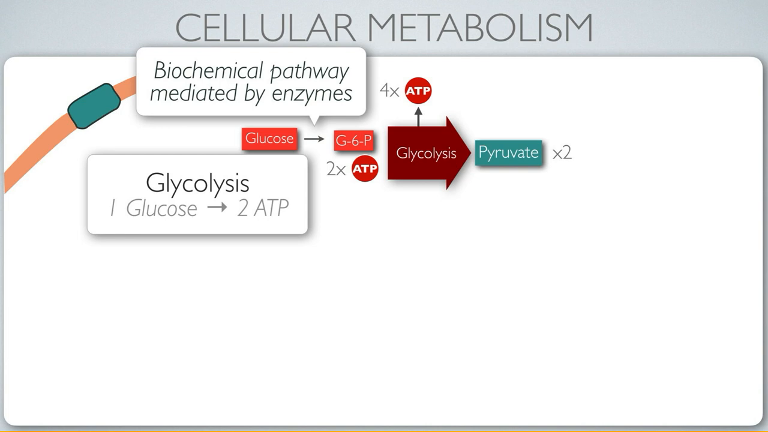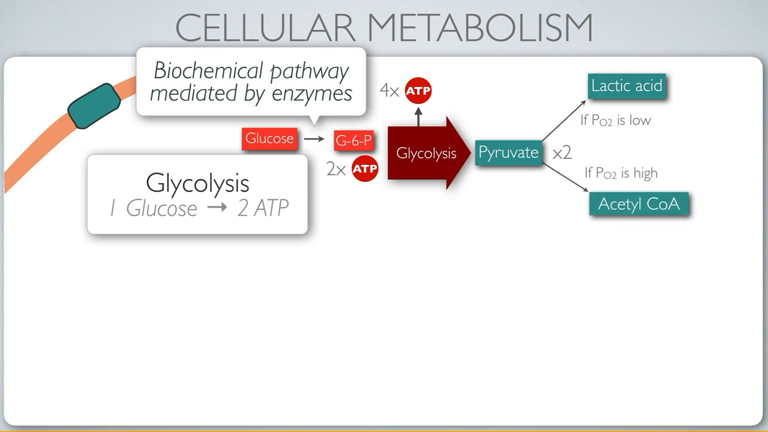Pyruvate, if oxygen is unavailable in the cell, pyruvate can be recycled by the liver to ultimately produce glucose. We're not going to talk about that right now, but just know that if the partial pressure for oxygen is low, pyruvate is converted into lactic acid, and lactic acid is then returned to the circulatory system where it can be recycled by the liver. If sufficient oxygen is available within the cell, then pyruvate is converted into acetyl-CoA.